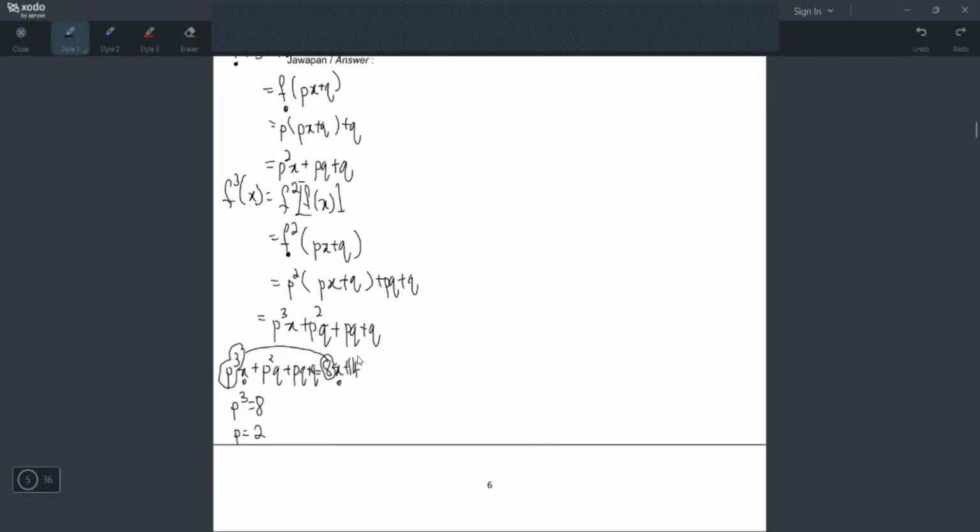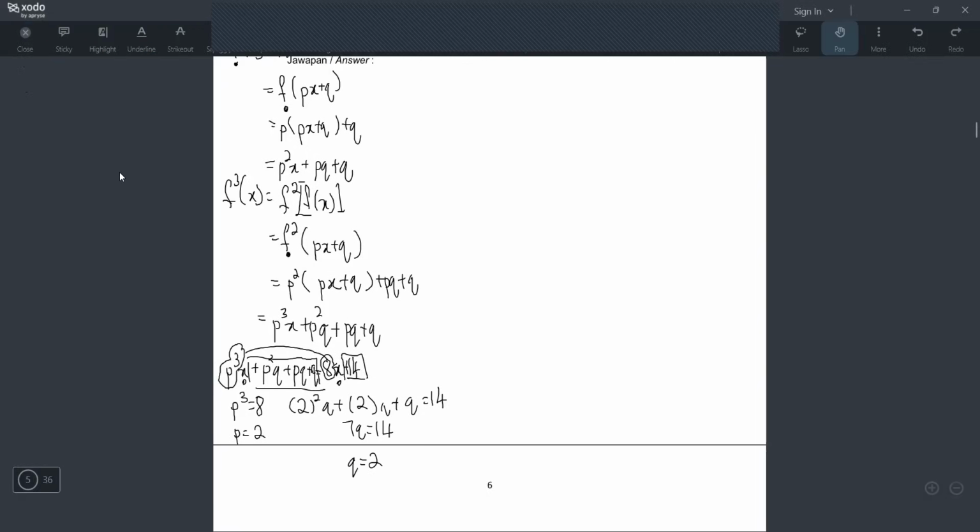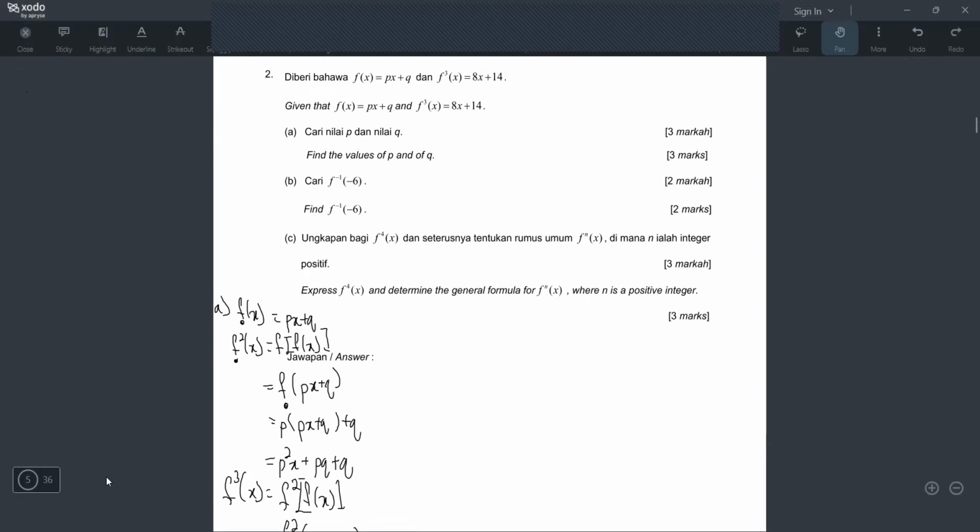Now, what we do is we take the number at the back, which is 14, compare with the whole thing down at the back here. So now it become what? P square q plus pq plus q equals 14. And the p, I already find it out just now, is 2. So just put in 2 here. 2 square is 4. 4q plus 2q, 6q, 6q plus 1q is 7q equals 14. So q equals 14 divided 7, you will get 2. So this is the answer for P and Q. All right. So that's all.